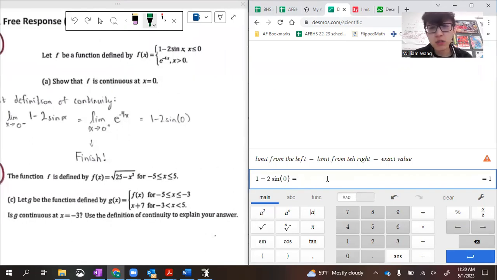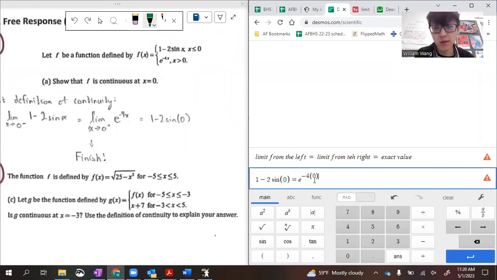All right, that is equal to the limit from the right. Well, from the right, it's this function, right? Because x is greater than 0, so that's from the right. So it's e to the -4 times 0, which is equal to the exact value. Well, what is that exact value? That exact value is going to be when x is equal to 0. So it's actually sort of redundant.